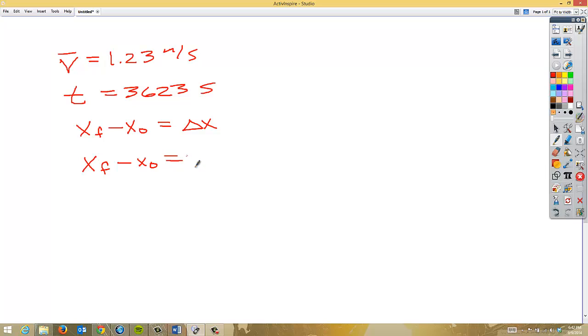We know that that's equal to your velocity, average velocity, times time. That came from our equation. Remember, V is equal to XF minus XO all over T. So all I do is just take the T, multiply it by both sides, and I end up with the equation that you see here. Now I can go ahead and plug everything else in.